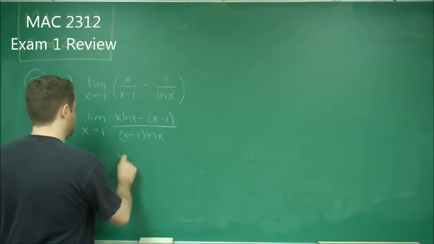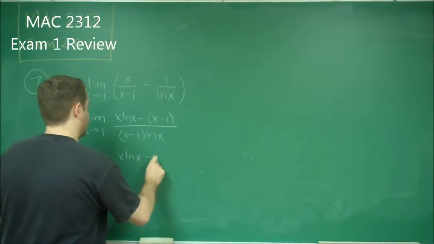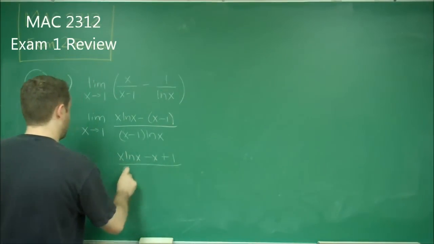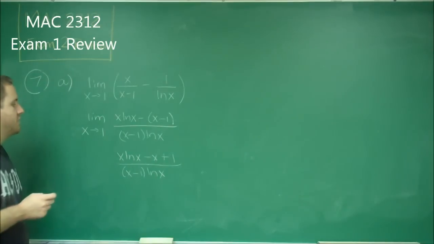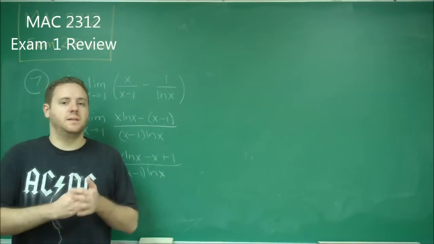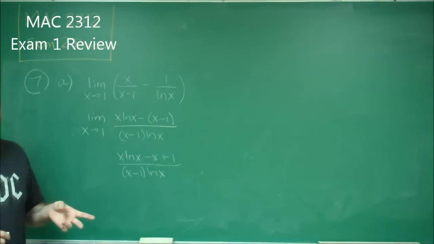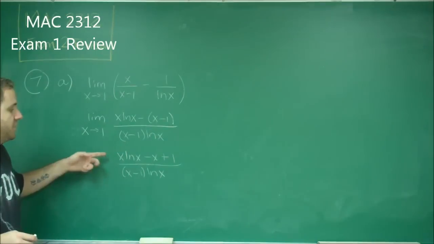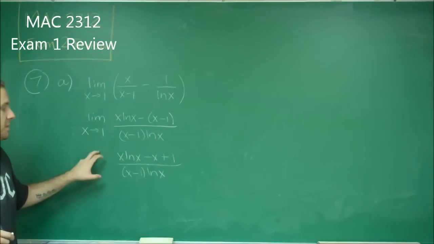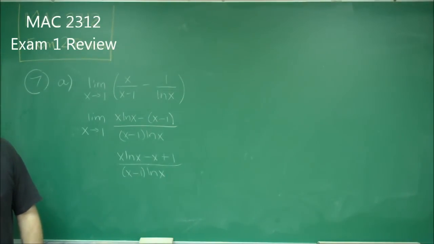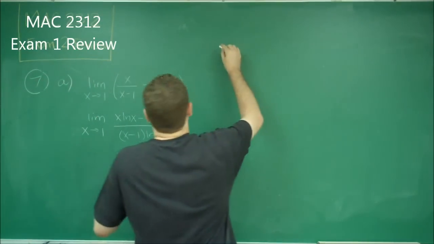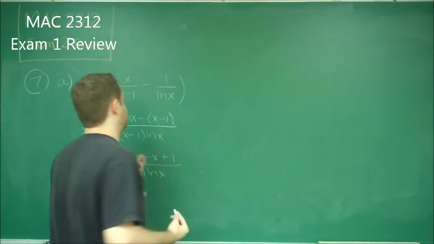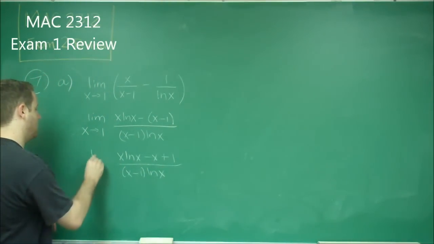So you can see here that this is x ln x minus x plus 1 all over x minus 1 times ln x. So in doing this, just by combining them, you're never going to change the fact that it was undefined. But now we're ready to do L'Hopital's rule. Because remember, L'Hopital's rule says that if you have the limit of something and it's undefined, the limit of the derivative of the top over the derivative of the bottom is the same as the original limit. So if we take the derivative of the top and the bottom, we should get the same thing, speaking of the limit.